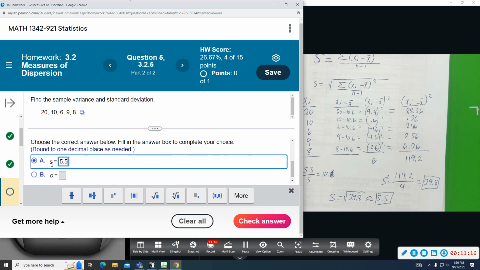Main thing is make sure you pick the correct one, because sample is S, population is going to be with the sigma.